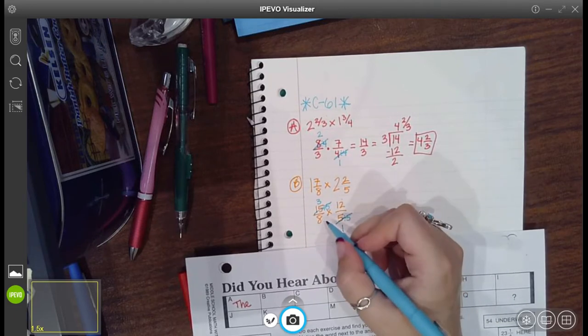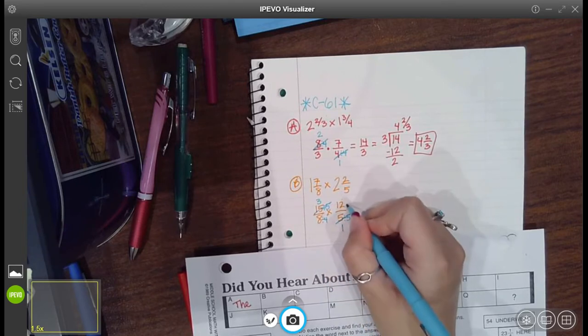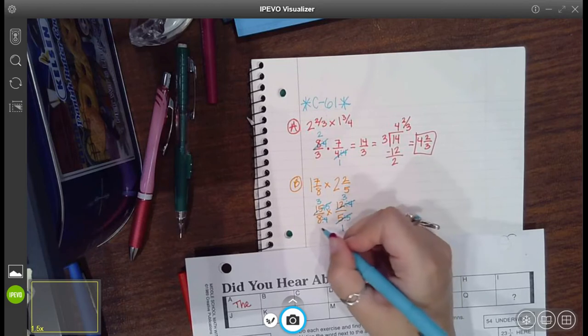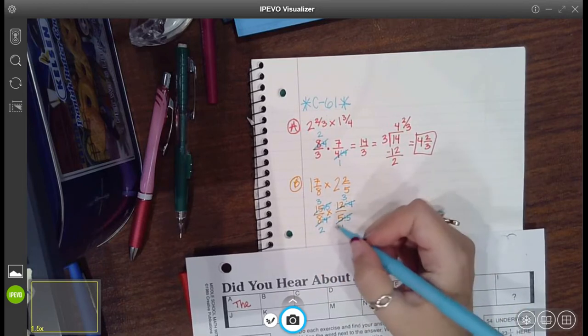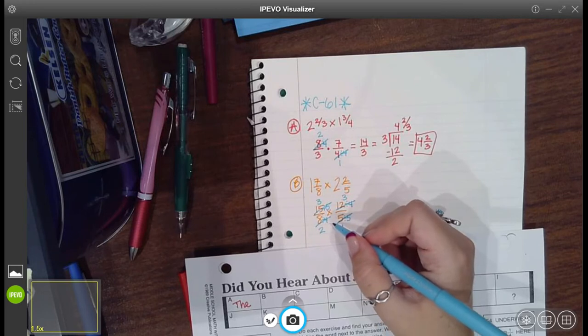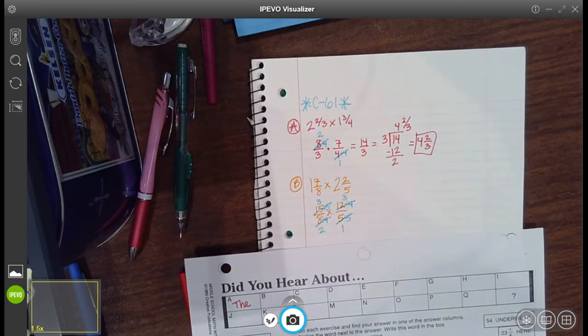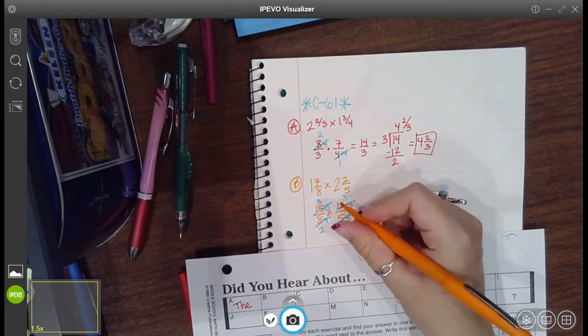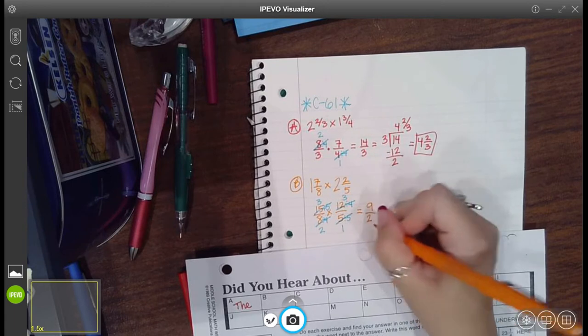What can go into both 8 and 12? Hopefully you said 4. 12 divided by 4 is 3, and 8 divided by 4 is 2. Now, if you chose 2 instead of 4, you just would have probably had to reduce another time after we were done. Okay, so 3 times 3 is 9. 2 times 1 is 2.